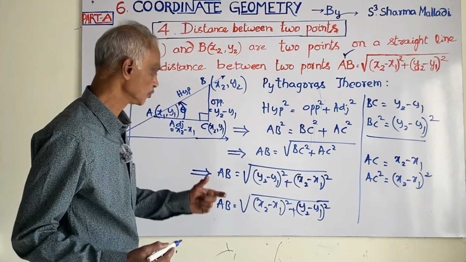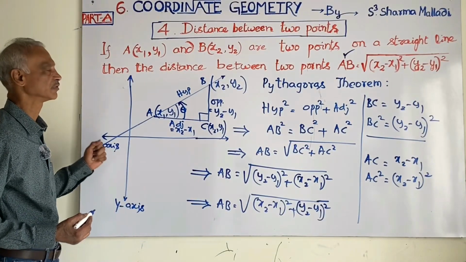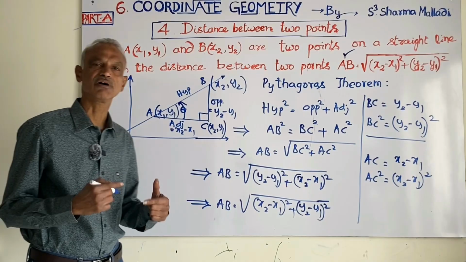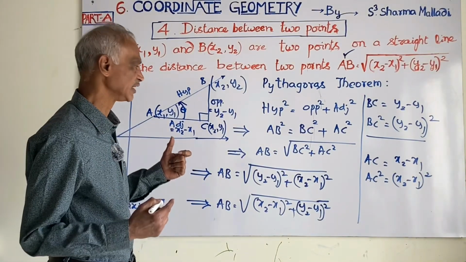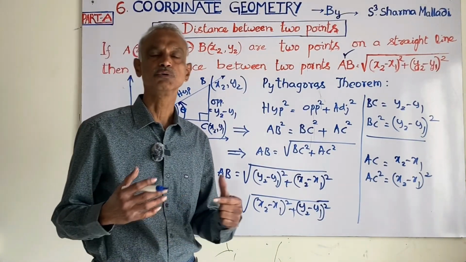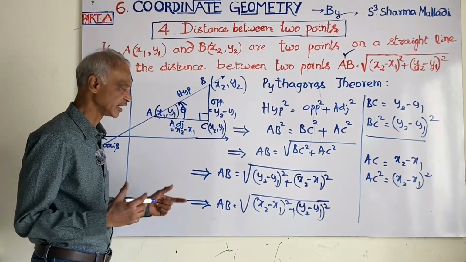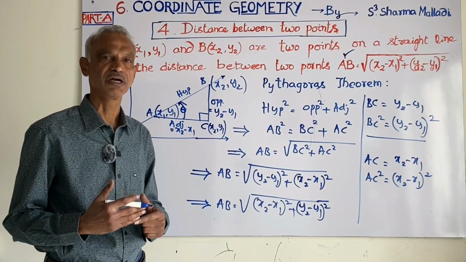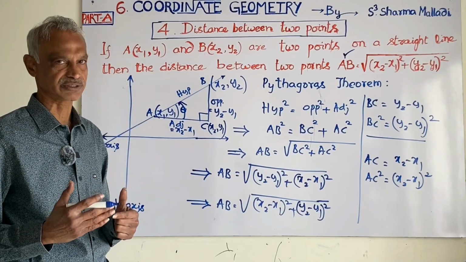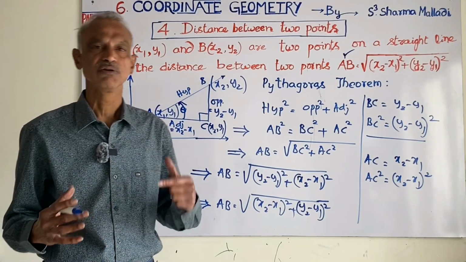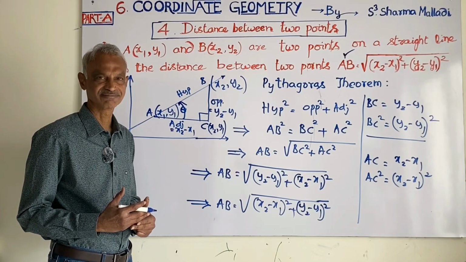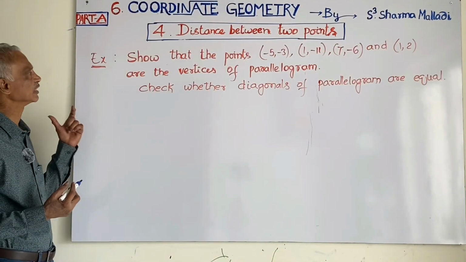minus y1) whole square. What is the use of finding the distance between 2 points? In the introduction, I have already told you we can find the distance between 2 points. That is how Google Maps works. We can find out the distance between 2 points by the GPS system. I have already told you in the introduction. Now I will take one example. What is the use of distance between 2 points? Now I have taken one example.